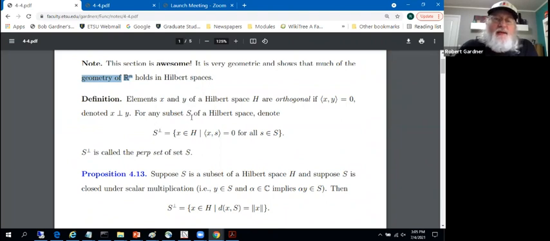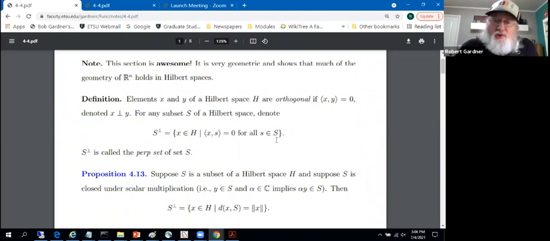For any subset S, so a set this time, any subset of a Hilbert space, we will denote, I'll read this as S perp. It's called a perp set of set S, but S perp is the set of all vectors x in H such that the inner product of x with s is 0 for all vectors s in set S. In other words, it's the set of all vectors perpendicular to everything in set S.